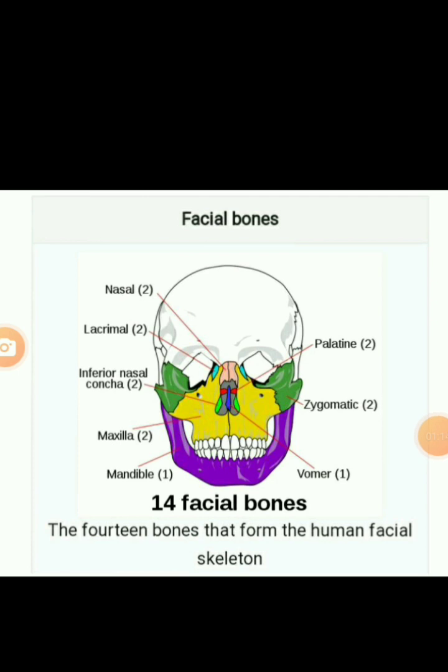In this you can see we have the two nasals on the right and left side. Then we have the two lacrimals on the right and left side, two palatines, two inferior nasal conchae, one vomer. We have two maxillas on the right and left side. Then we have one mandible, and this is how our 14 facial bones are made up. These are all the 14 facial bones.